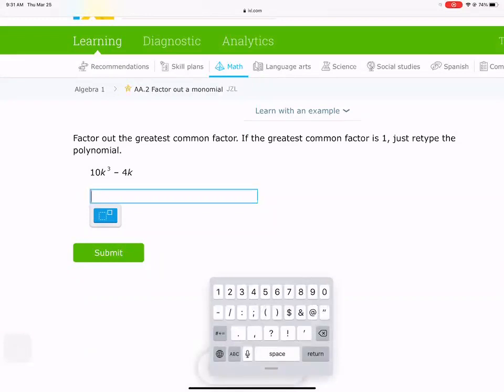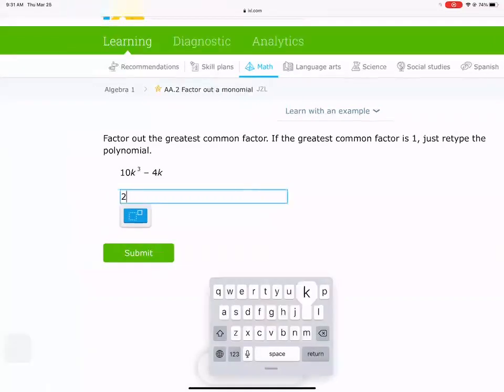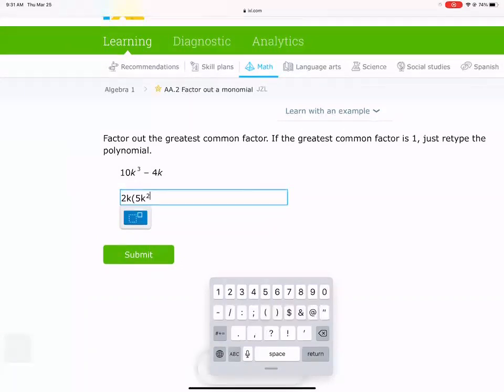We said we could take out 2k. We have 2 left. Oh, sorry, we took out 1k. I'm sorry. We took out 2k from everyone. Let's open up our parentheses, and we have a 5. 10 divided by 2 is 5, and we still have 2 k's left because we only took out one of them. Minus 2. Okay.